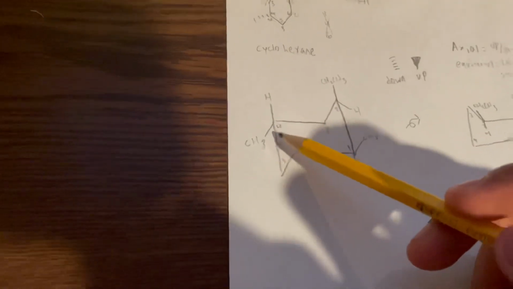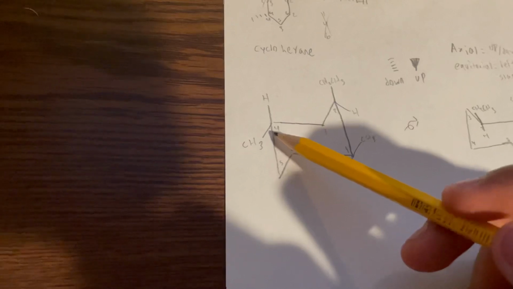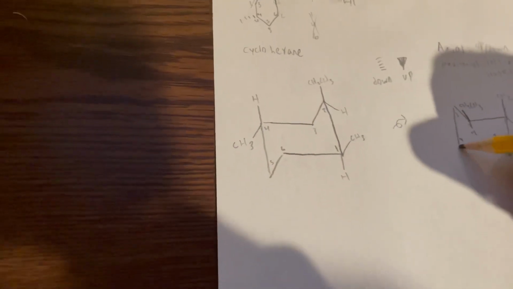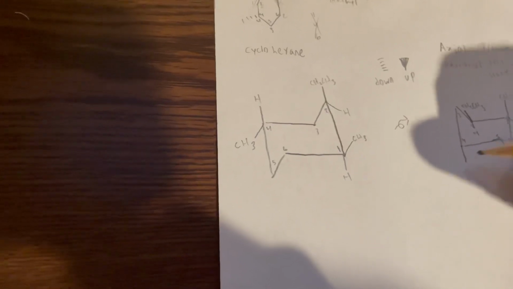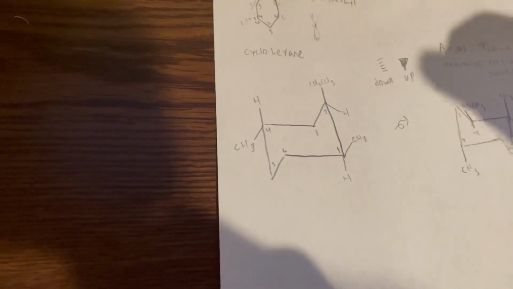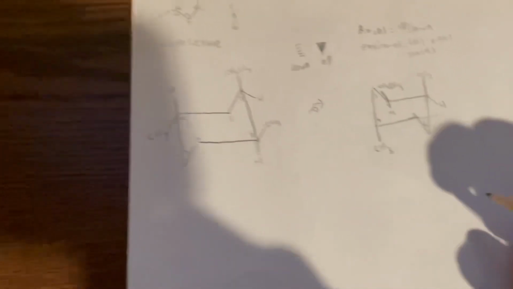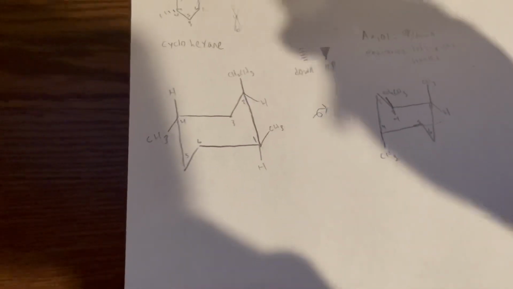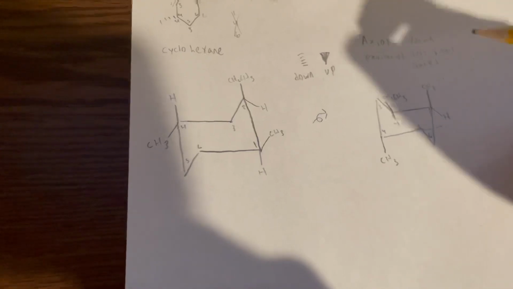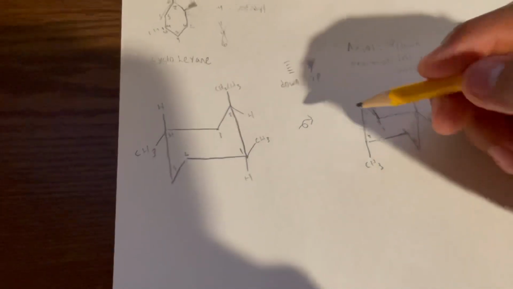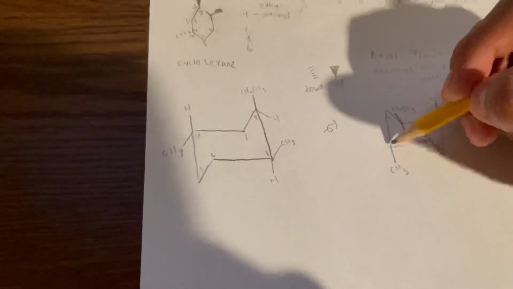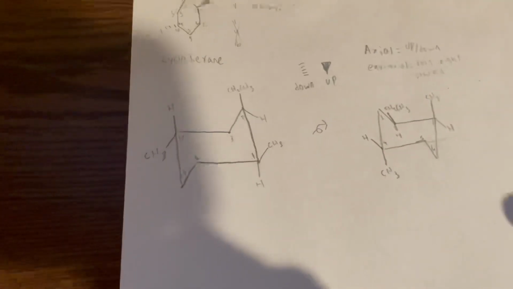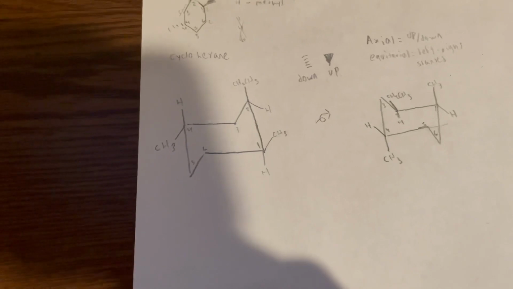Look at number 4 over here. It was equatorially down. So now it's going to be axially down, like so, like this. CH3. And our hydrogen is going to be equatorially up to the left. Yes, to the left. H. And those are both of our chairs.